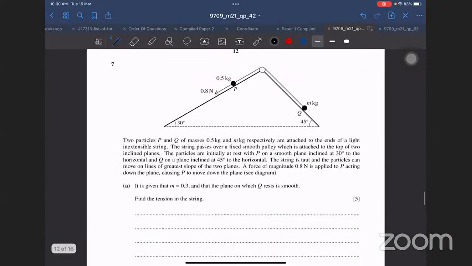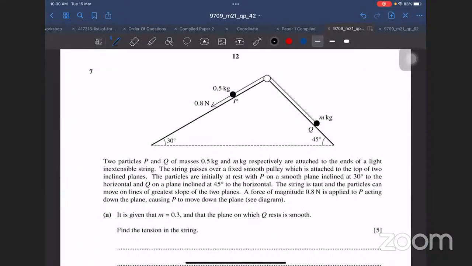Okay. This is possibly the last question, and it's a long one. Okay, let's see what this says. It says two particles P and Q of mass 0.5 and m kg respectively are attached to the ends of a light inextensible string.